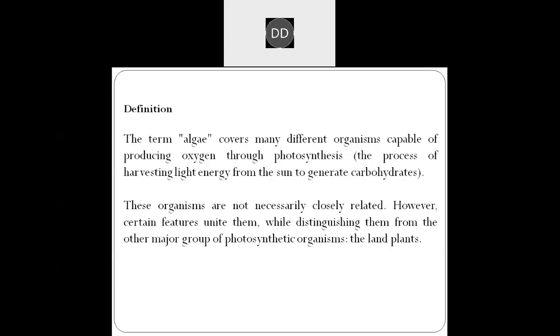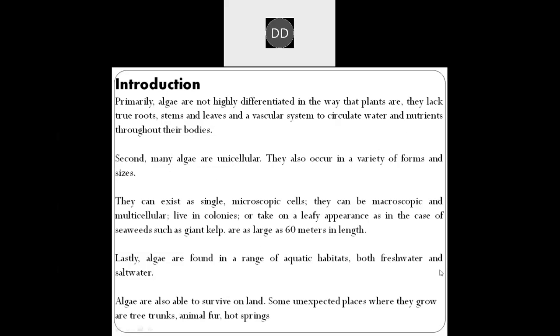The term algae covers many different organisms capable of producing oxygen through photosynthesis. It means the process of harvesting light energy from the sun and converting it into carbohydrates. These organisms, that is algae, are similar to higher plants in some characters, but still different in some structure also.